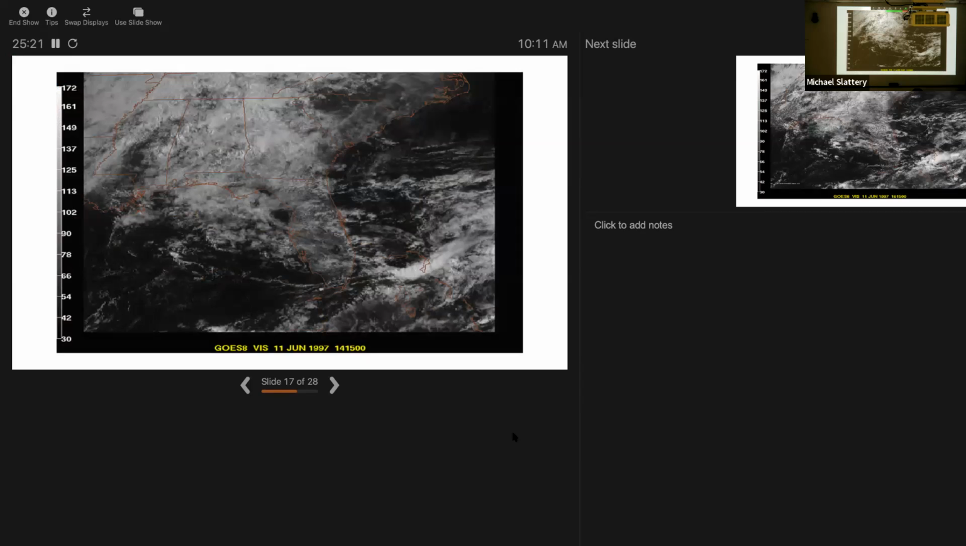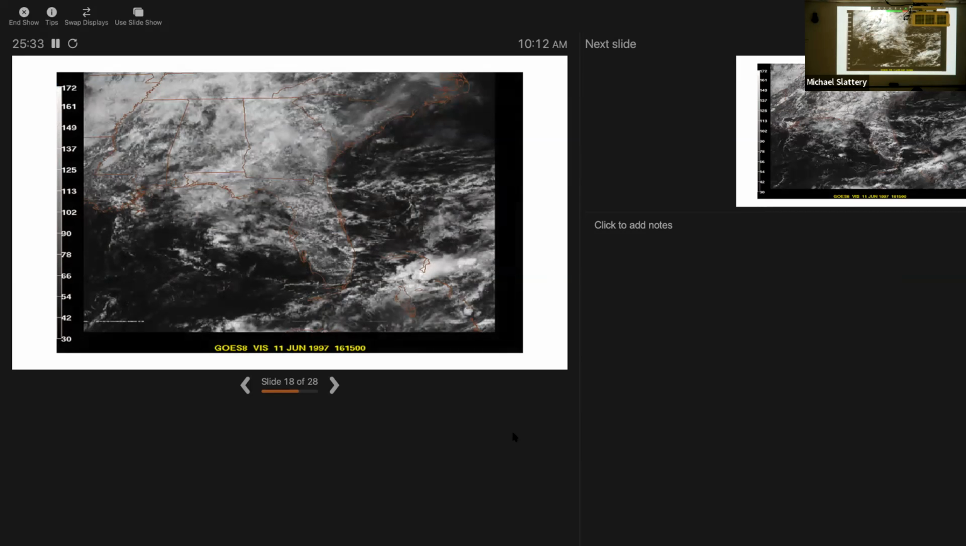So here's 11 June, right? This looks very, very messy. You can see Florida there in the red, that's outlined. So this is 2:15 in the afternoon, okay? So there we go. And then here it is, 16:15, right? Let's look at another one.